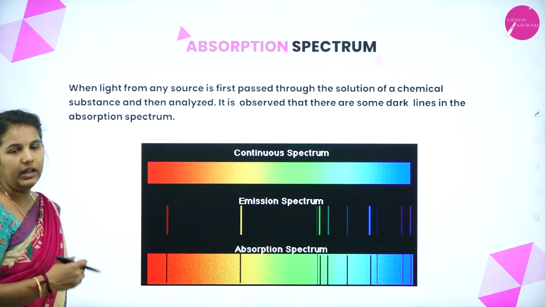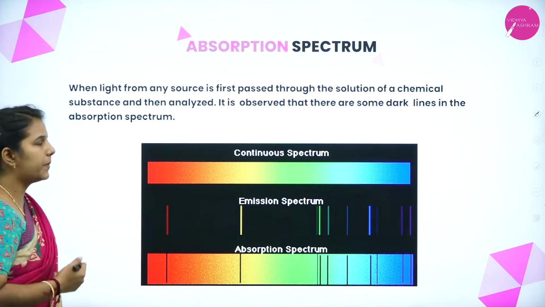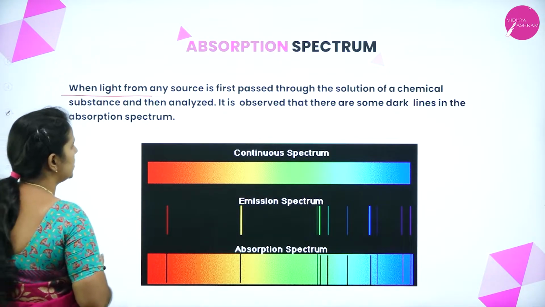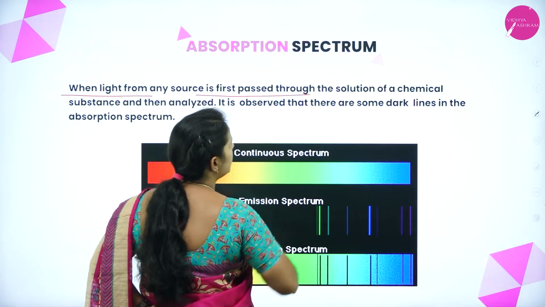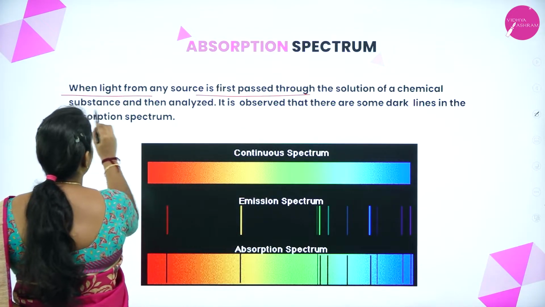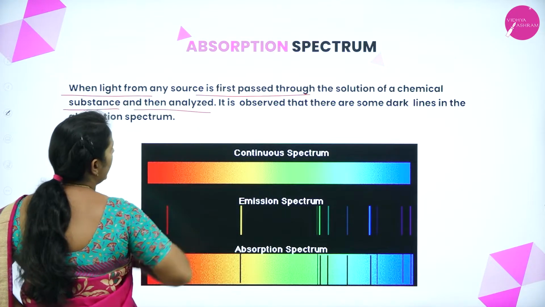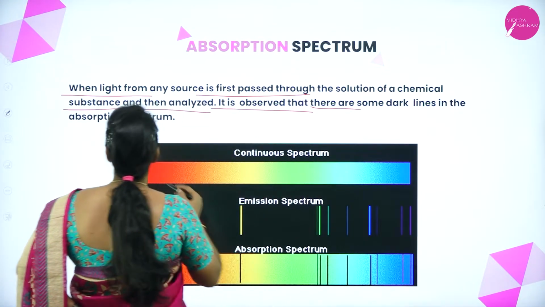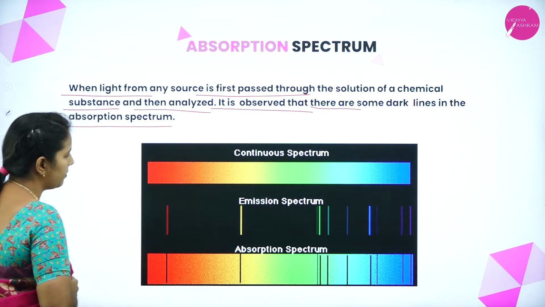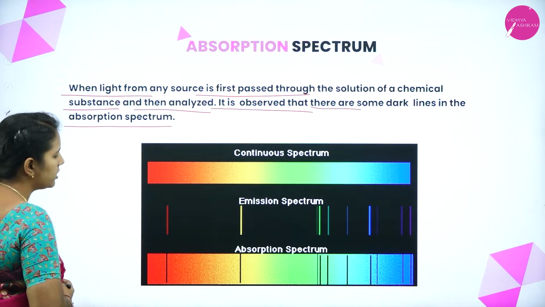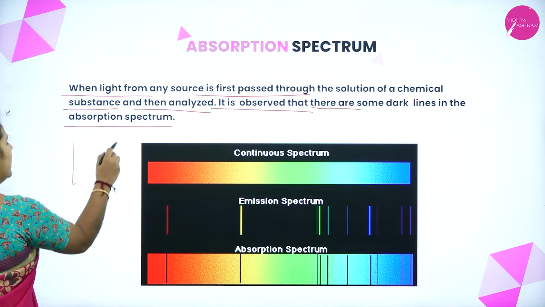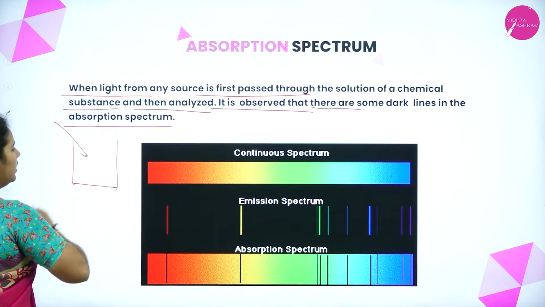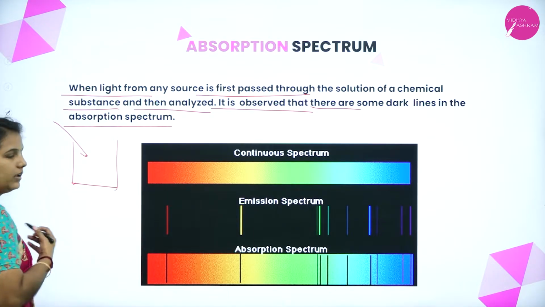Now let us see what is an absorption spectrum. When light from a particular source, or from any source, is first passed through a solution of chemical substances and then analyzed, it is observed that there are some dark lines in the absorption spectrum. So how do we obtain the absorption spectra? Here we are passing the light from any source to the chemical substance which is taken in a container.